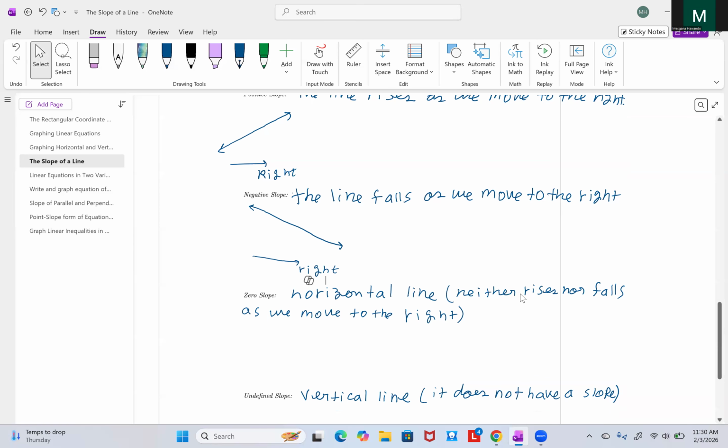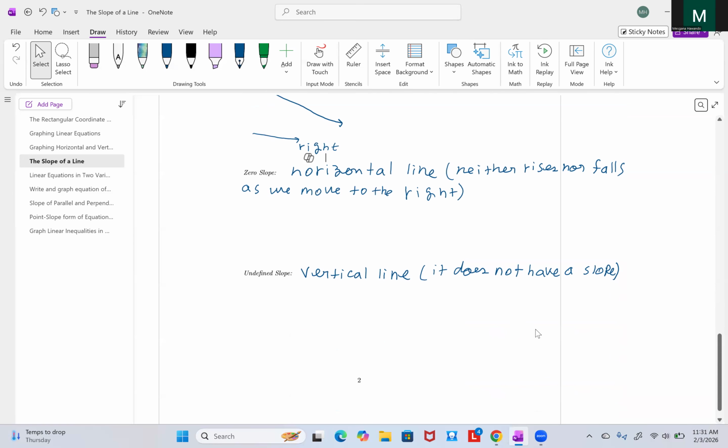What about a line with slope 0? What is the behavior of the line? The line is a horizontal line. The horizontal line has a slope of 0. What is happening as we move to the right? As we move to the right, the line is neither rising nor falling. It doesn't go up or down.